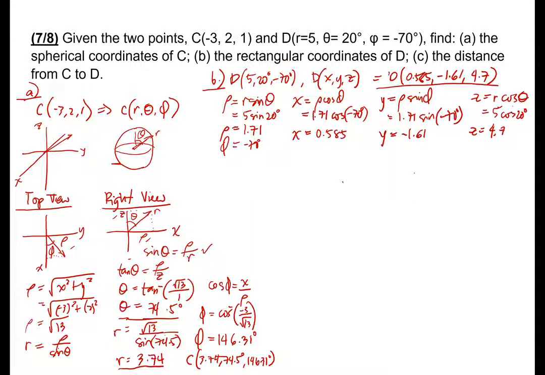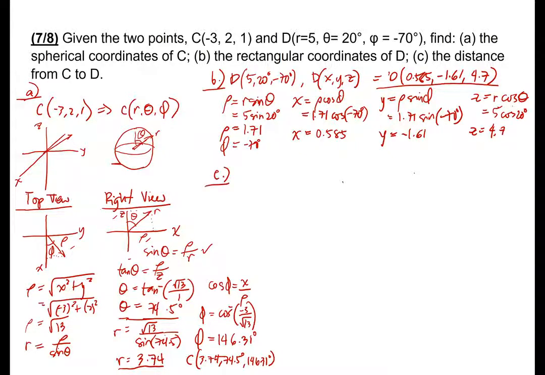Now, how to get the distance from C to D? You can either use the rectangular form of C and D, or you can also use the spherical formula of both C and D. But the most obvious way of getting the distance is using the rectangular. If you watch the previous video on getting the distance between two points, rectangular form is the best, because we can simply use this formula.